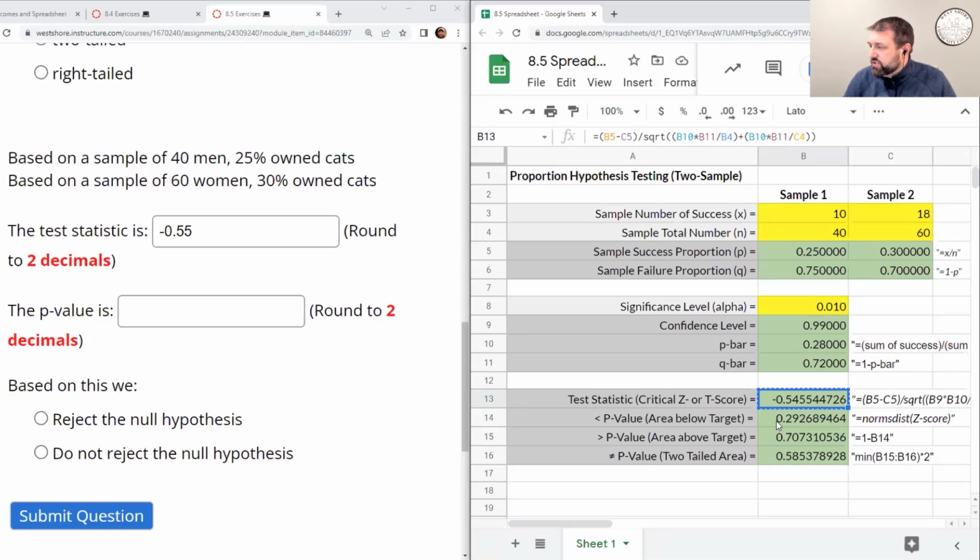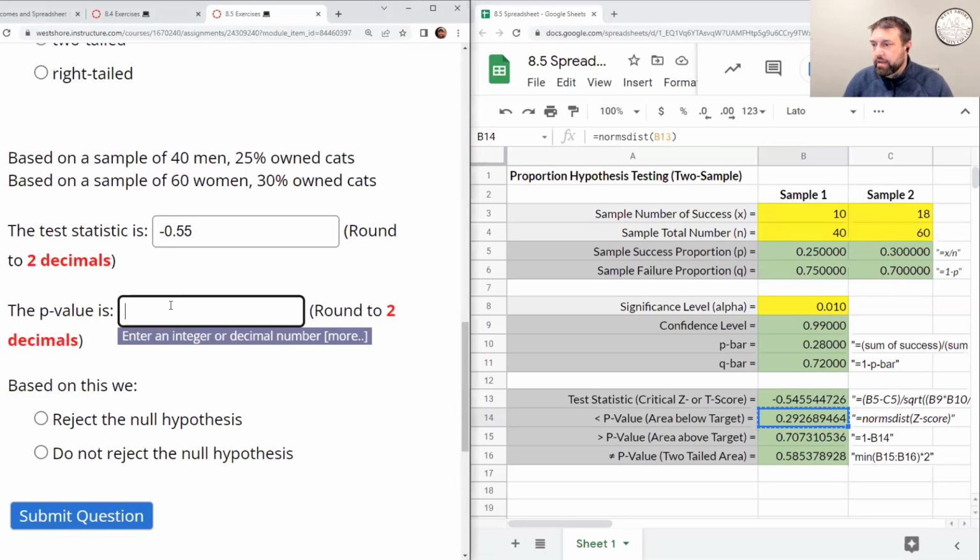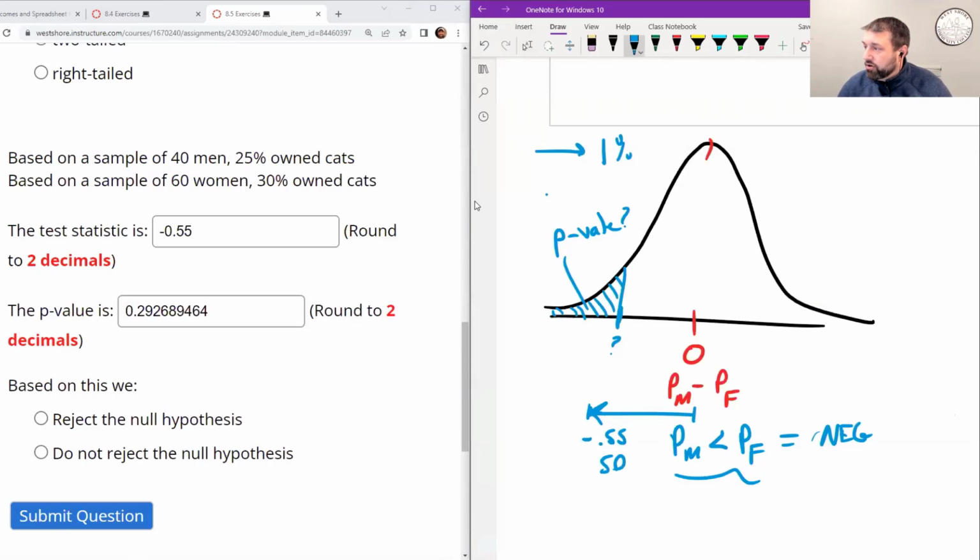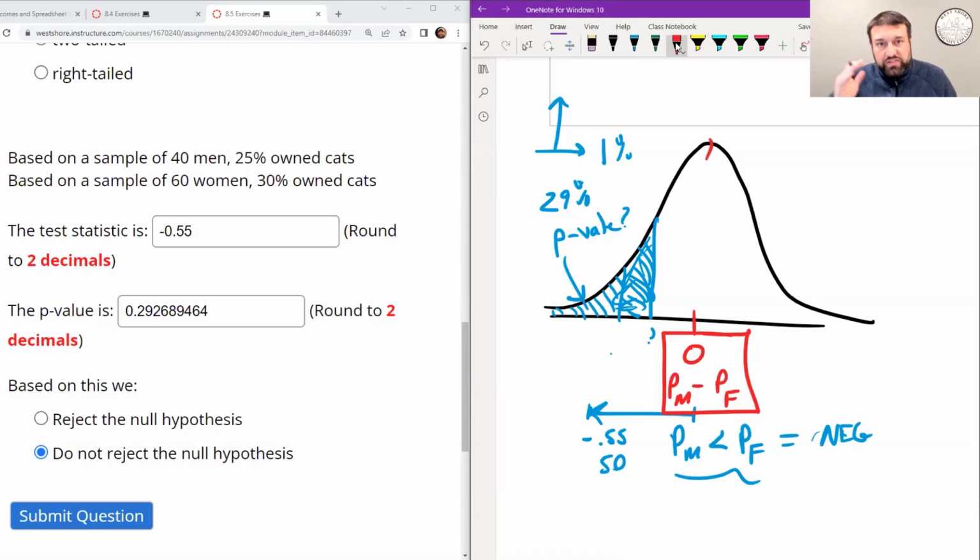Our P value is this. Copy, paste. 0.29, 29%. 29% is the area under this curve. Actually, my graph should probably look like this. If it's 29%, I have to add some area in there, right? It's going to look something more like this graph. 29% is a lot of area. So did we come in under our threshold? No way. We are way over. We fouled up huge on this threshold. So that means we do not reject the null hypothesis. The null hypothesis that there's no difference between the two stands.